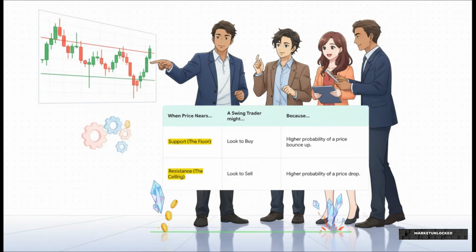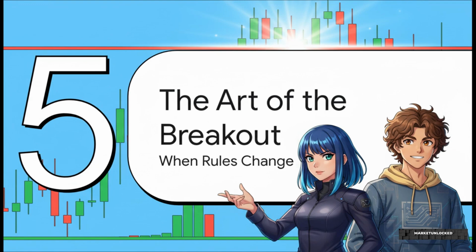And the basic logic here is really straightforward. When the price comes down and starts bouncing off that support floor, a swing trader might see that as a green light, a good opportunity to buy because they're anticipating a move back up. And on the other hand, when it hits that resistance ceiling, they might look to sell, expecting the price to head back down. But that ball doesn't always bounce between the floor and the ceiling.